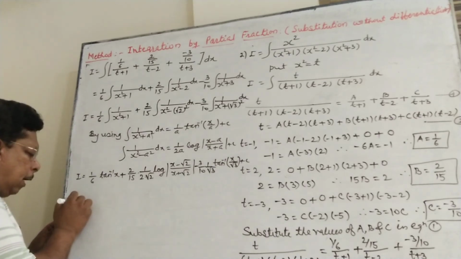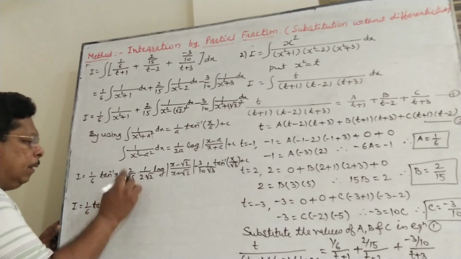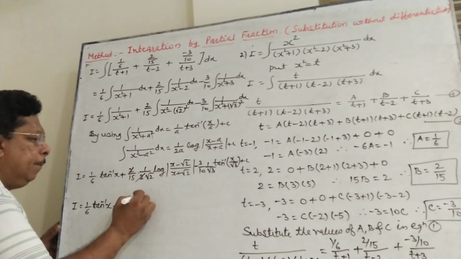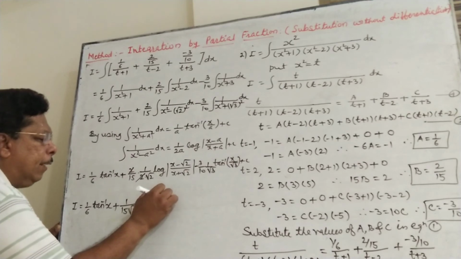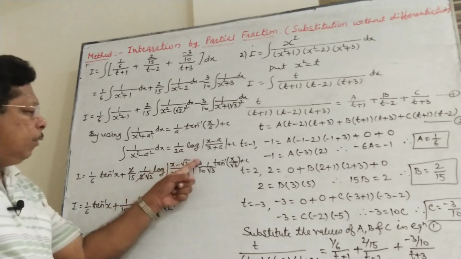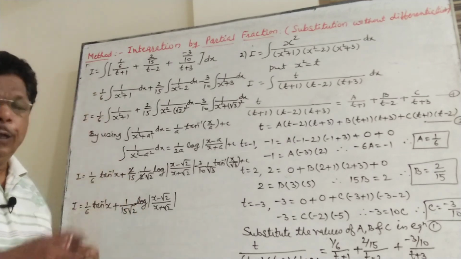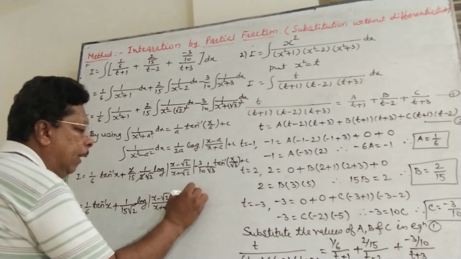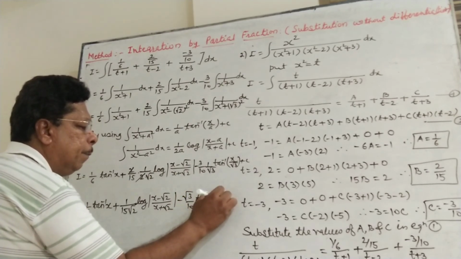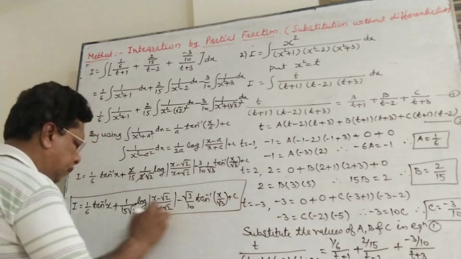Now simplify this. I is equal to 1 by 6 tan inverse x. This 2 gets cancelled. 1 upon 15 root 2 log of mod of x minus root 2 upon x plus root 2. Here 3 upon root 3. Factors of 3 are root 3 into root 3. One root 3 gets cancelled. You will get minus root 3 upon 10 tan inverse x upon root 3 plus c, which is the required answer.